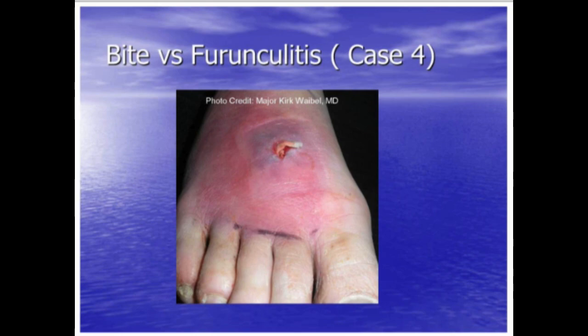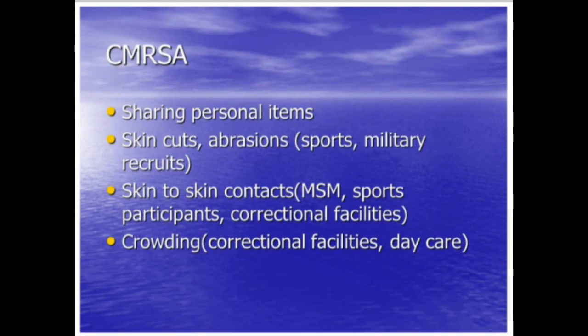Also, patients who are incarcerated, patients who play contact sports are the patients who have risk factors. However, MRSA colonization can happen to anybody. It's so widely spread in the community. Again, sometimes patients share personal items and they get colonized, and then when they have skin cuts or abrasions, the MRSA goes in there and causes infection. Patients who have skin-to-skin contact also are at risk.